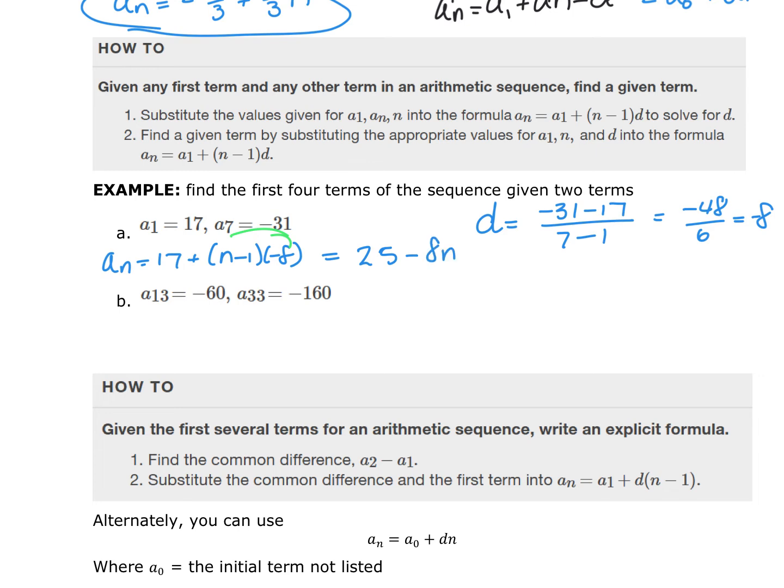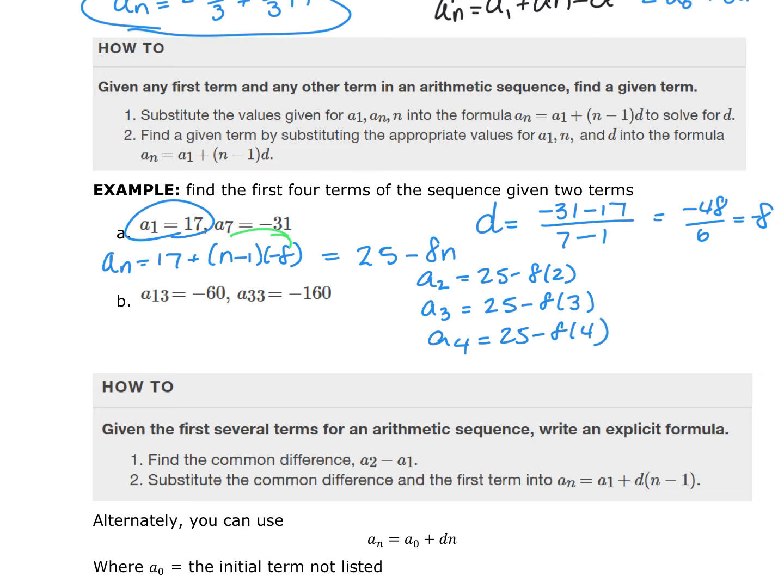If I want the first 4 terms now, I can easily find them. My a sub 1 is already given to me. My a sub 2 is going to be 25 minus 8 multiplied by 2. My a sub 3 is going to be 25 minus 8 multiplied by 3. And my a sub 4 is going to be 25 minus 8 multiplied by 4. And notice I can jump right to those terms, and I don't need to find the previous term. It's not recursive. It's just, bam, here's your answer.